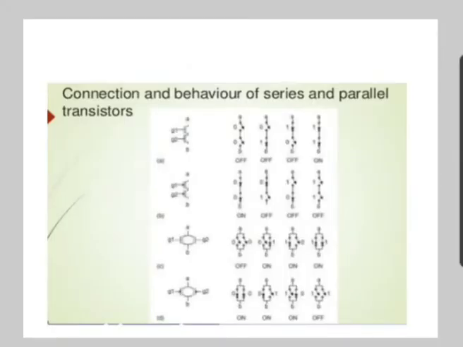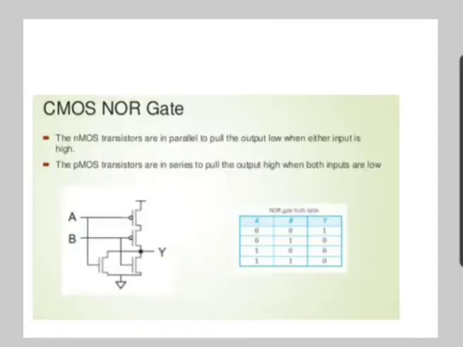So this diagram shows now the connection and the behavior of series and parallel transistors. These are the different combinations. Next is the CMOS NOR gate.